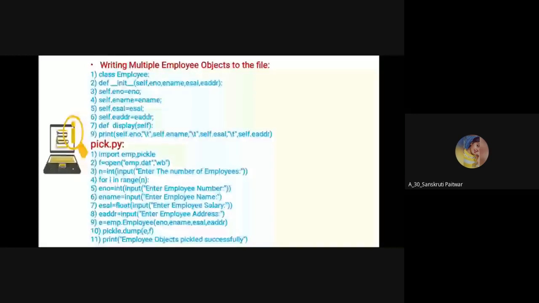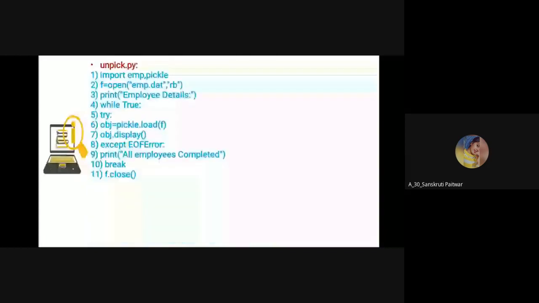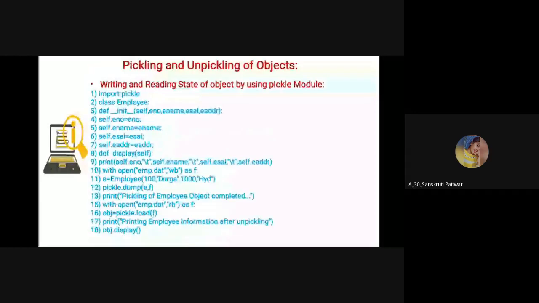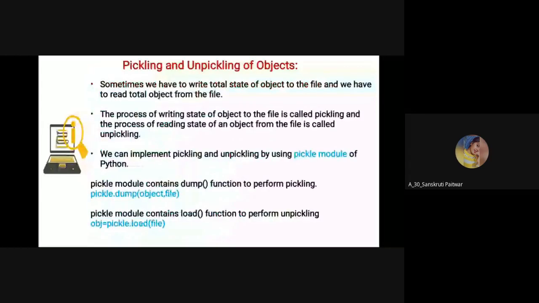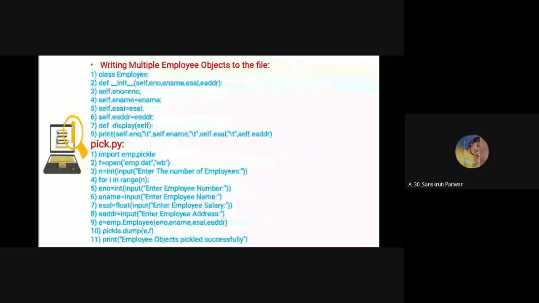Okay. So what is pickling? Again, I will tell you. Pickling, writing the state of an object into a file, is called pickling or serialization, and reading the state of an object from a file is called unpickling or deserialization. Okay. In Python, it is very easy to serialize or deserialize, but in case of Java, it is quite difficult, because more syntax is there in Java. But in case of Python, we can easily perform serialization and deserialization.